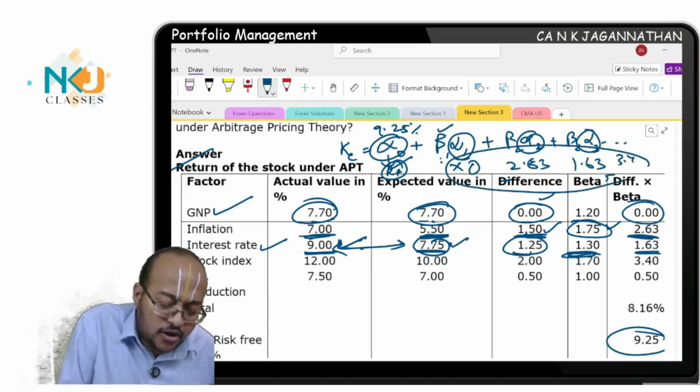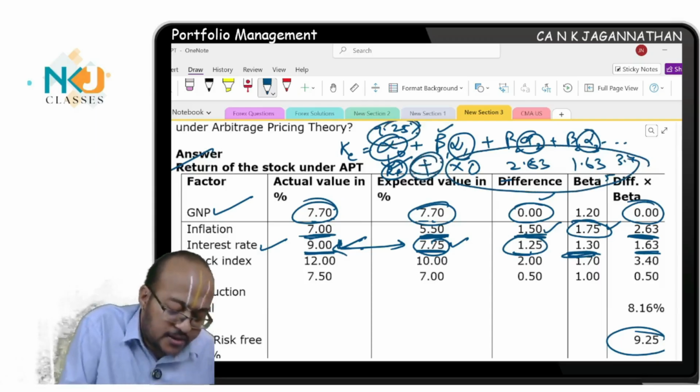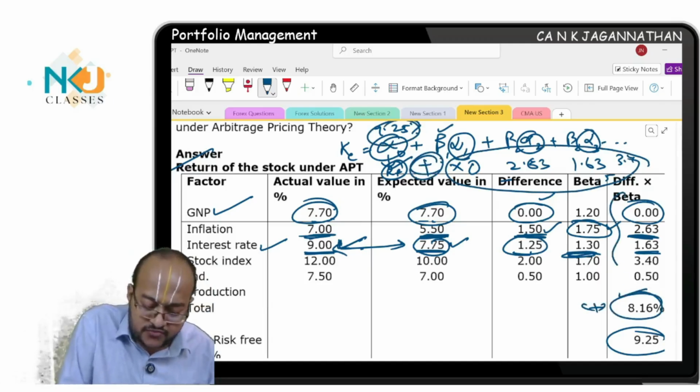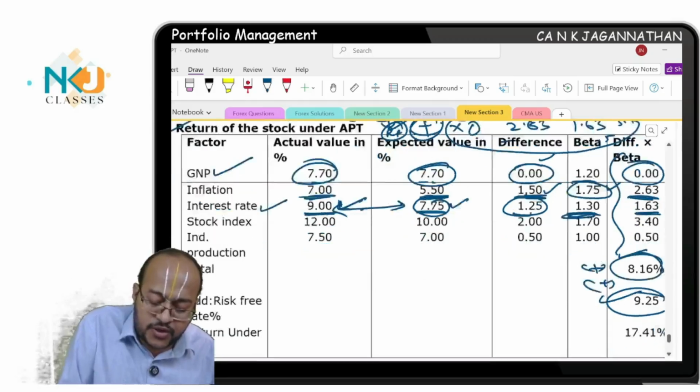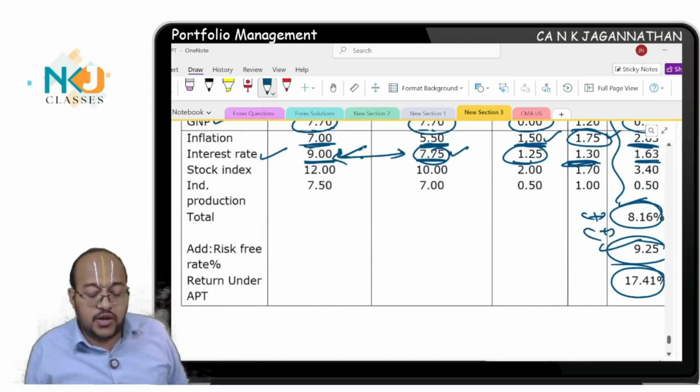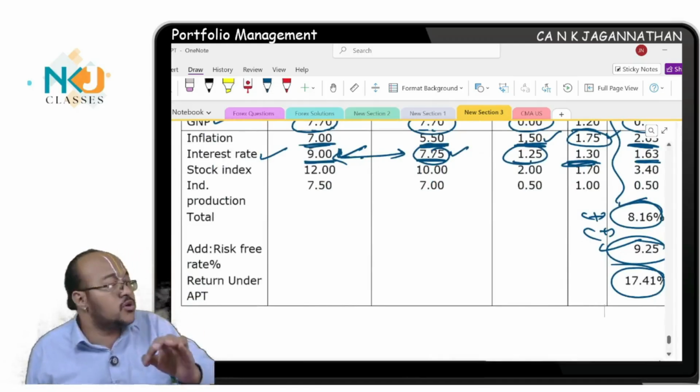If I add all this, the total risk premium of these 5 factors comes to 8.16. Plus the risk-free rate of interest of 9.25, total Ke comes to 17.41. Are you all understanding APT fully? With this we are through with this chapter, portfolio management.